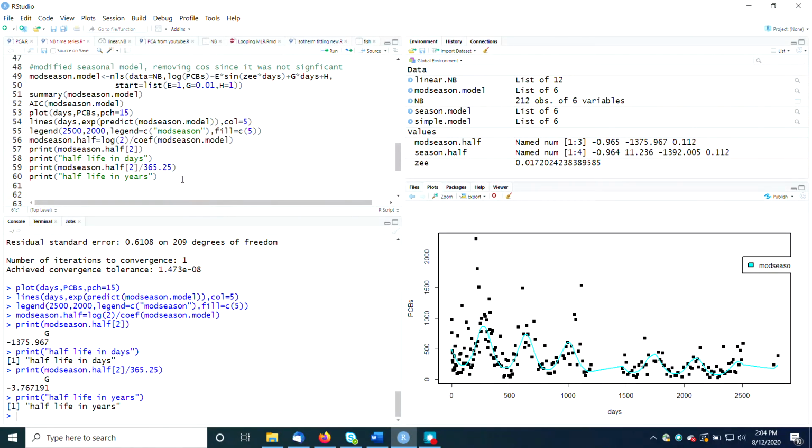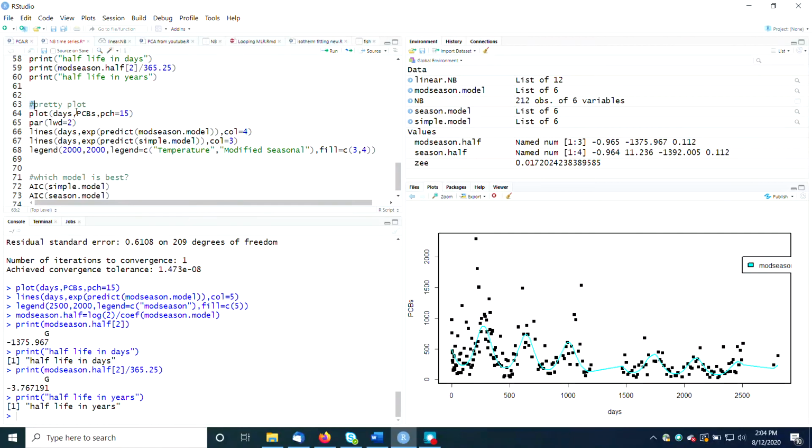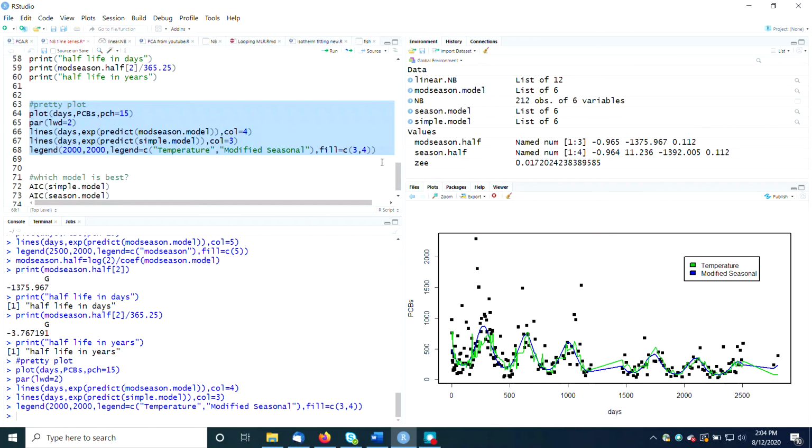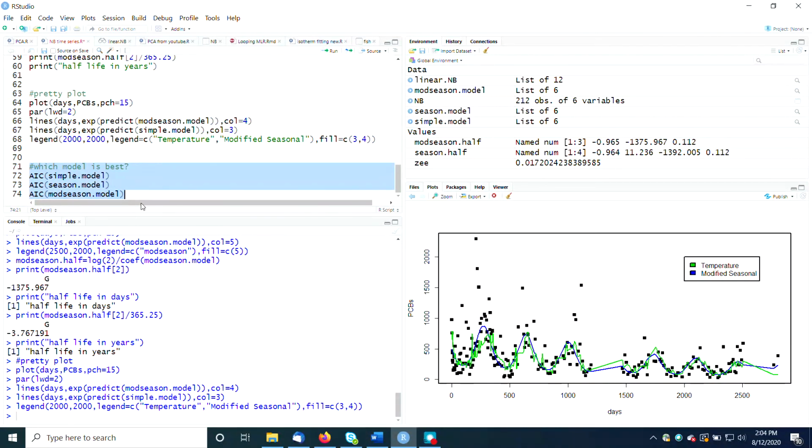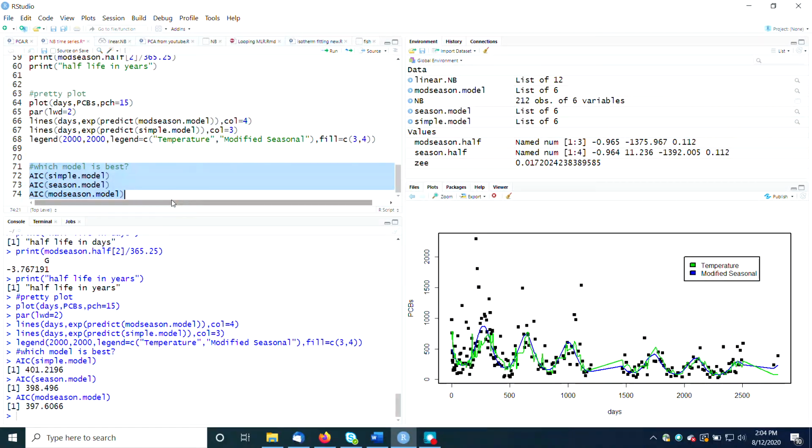Okay, now let's put it all together here. And here you can see the two different models plotted on the same thing. Where we use temperature is in the green, and where we use that modified seasonal model is in the blue. You can argue all day long about which one is a better fit just by looking at it visually. But if we really want to know which model is best, we might do that by calculating the AIC of each model. And here you go. The simple model has an AIC of 401, and the modified seasonal model has an AIC of 397. Lower AIC is better, so the seasonal model is actually working a little bit better.